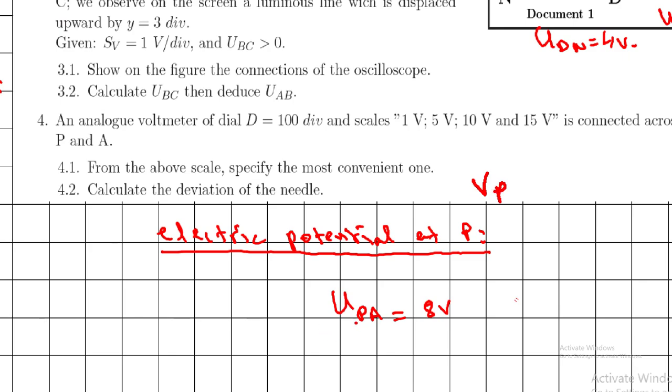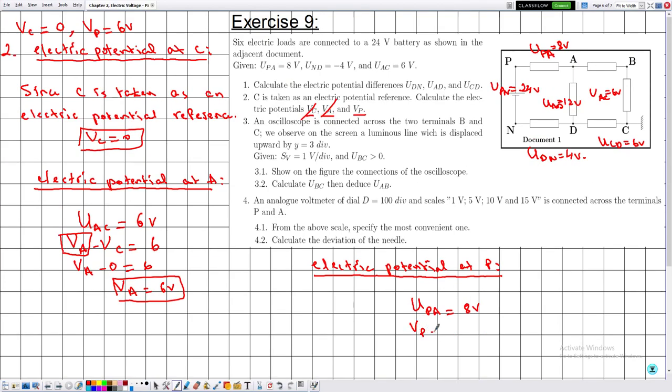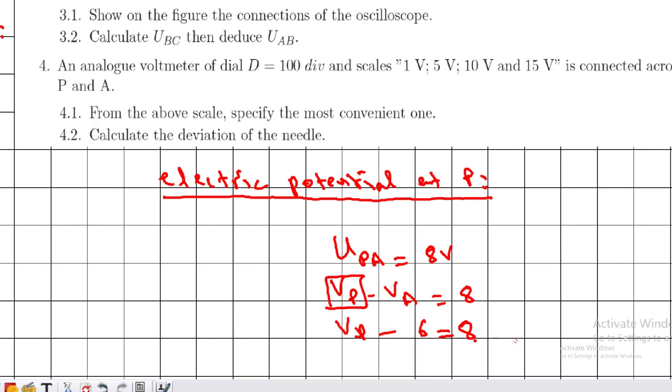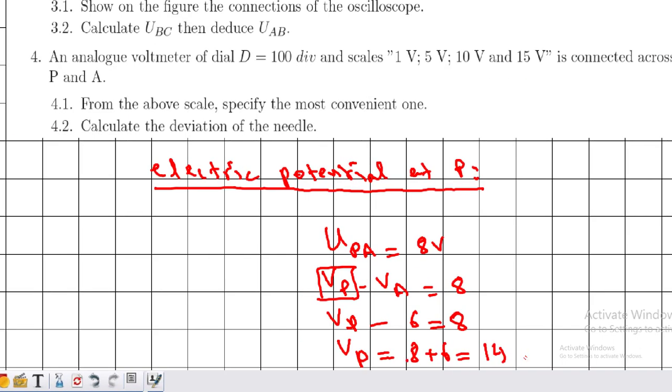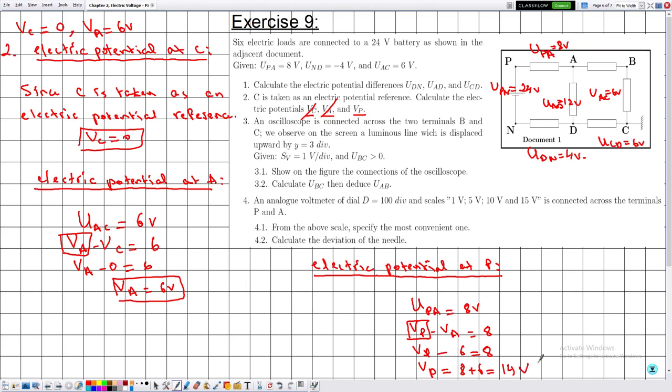So VP is encoded in this equation, which is given by VP minus VA is equal to 8. We are interested in determining the value of VP. We know the value of VA. So this is A, sorry. So what's the type of this equation? This is a linear equation with one unknown. The unknown is VP. So VP minus 6 is equal to 8. How do we solve it? We drag 6 to the other side, and VP is equal to 8 plus 6, which is equal to 14. Since both of these are expressed in volts, the value of VP will be expressed in volts.